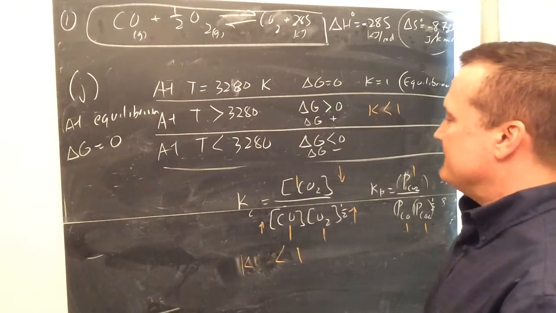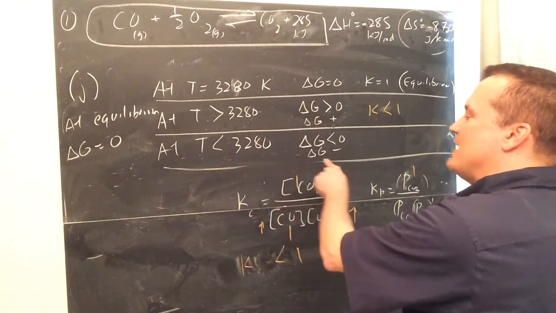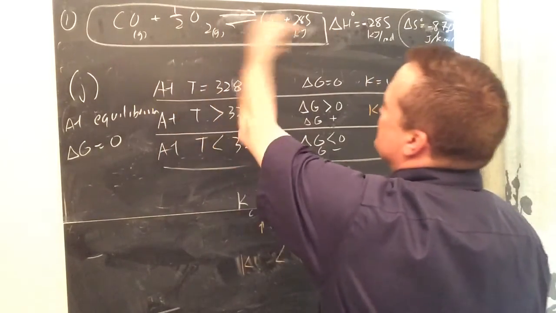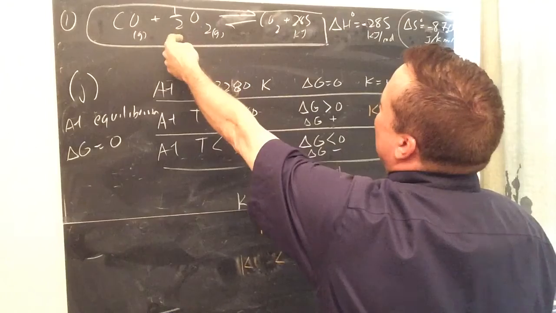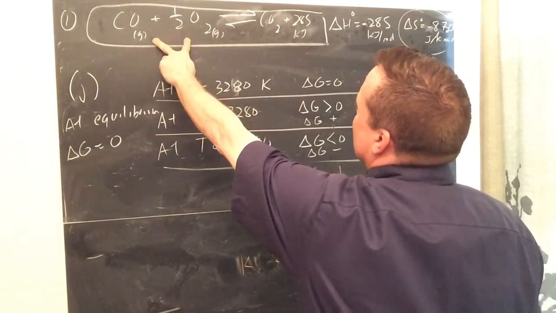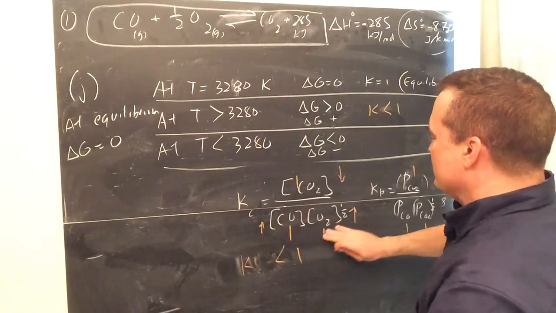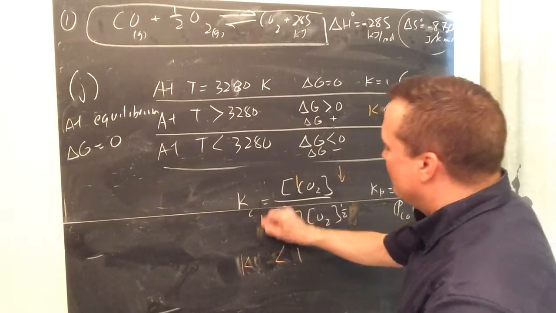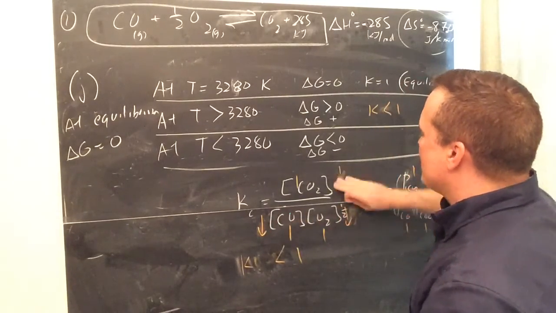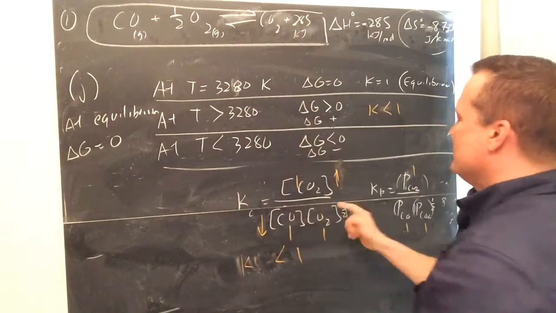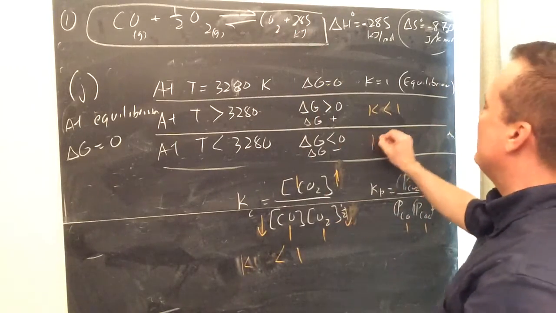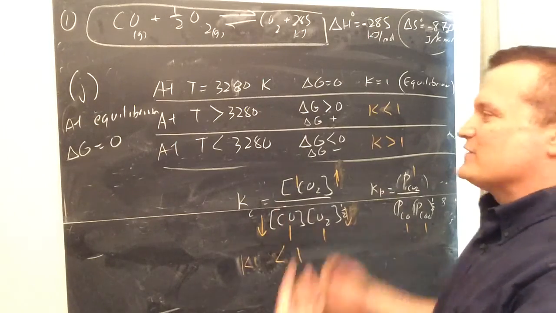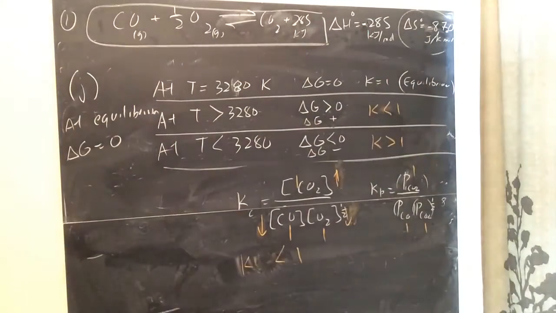Okay. All right. If the temperature is greater than 3280 and delta G is negative, that means the forward is spontaneous. So that means you're going to keep going that way. And what that tells you is that the bottom, CO and O2, they're now going to go down, and the top part is going to get higher, go up. Therefore, K will be greater than 1. So there it is. There's the whole thing for you right there.